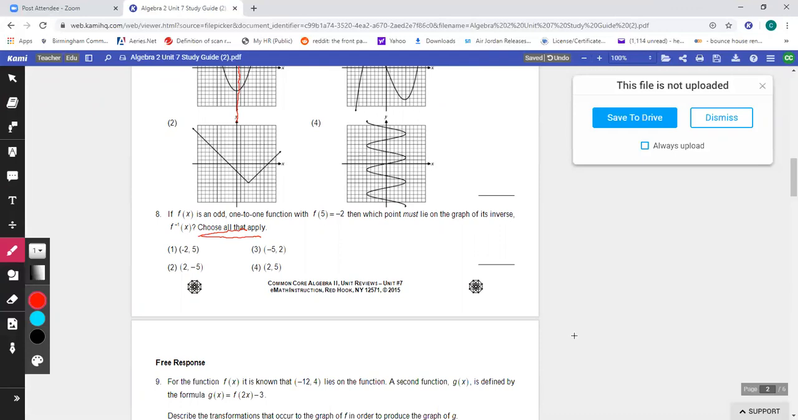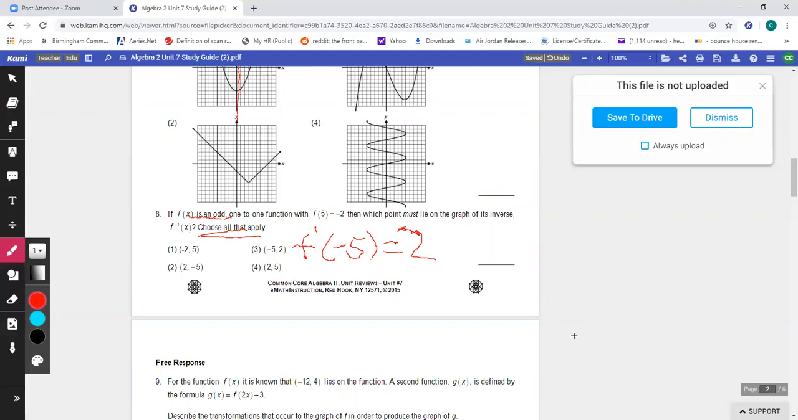However, they say here f of x is odd. So remember, if 5 outputs negative 2, then if it's an odd function, opposite x values, so 5, negative 5, will output opposite y values. So f of negative 5 is equal to positive 2.